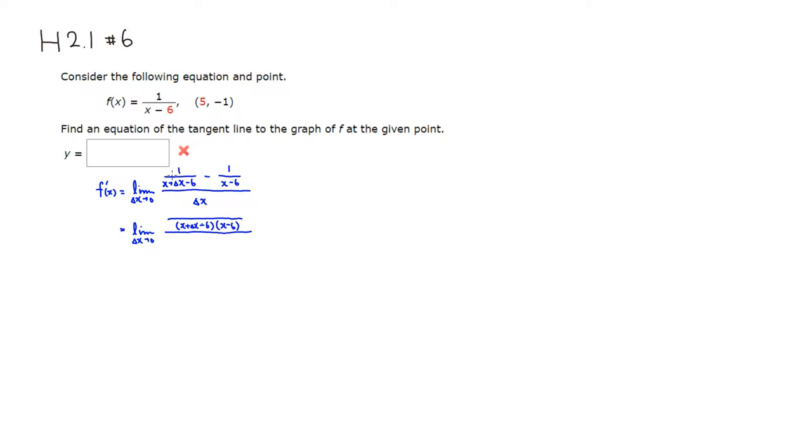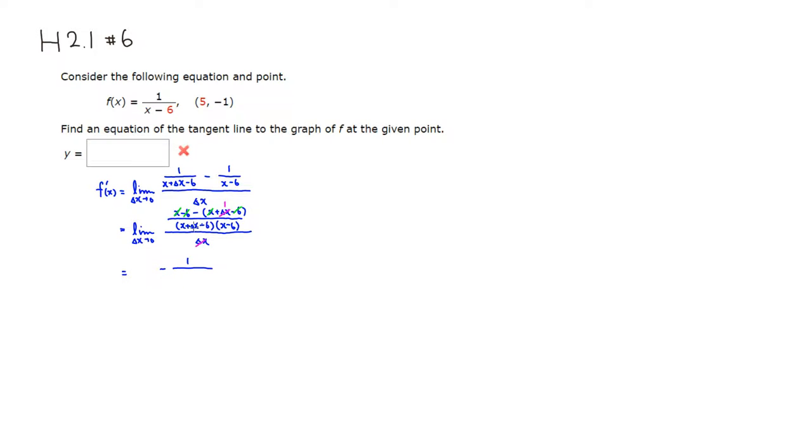Then we have to multiply the numerator by the same thing. So you have x minus 6 minus x plus delta x minus 6, all over delta x. Then we can cancel a bunch of things here. x minus x, negative 6 minus negative 6. Then you have x here, delta x here, and delta x cancels here. So you get 1 here. So what you get is going to be negative 1. So it's negative 1 on top.